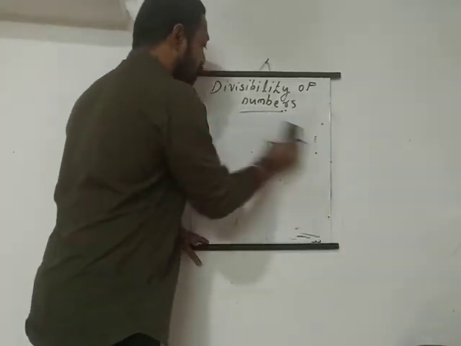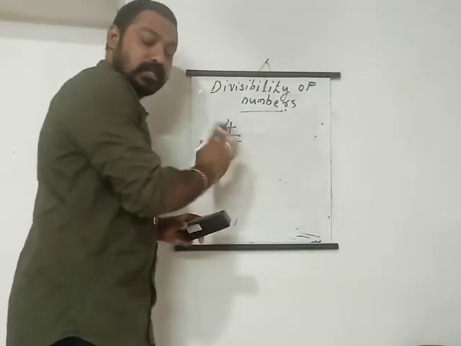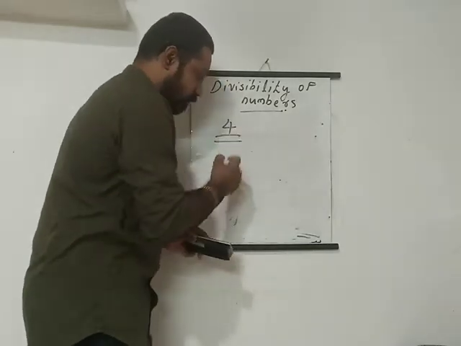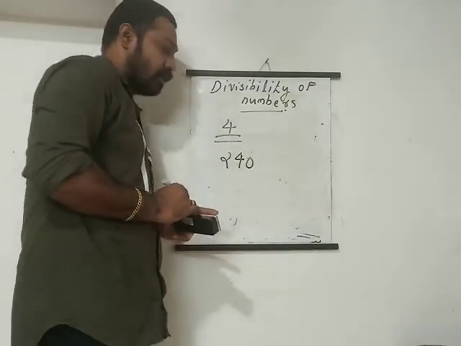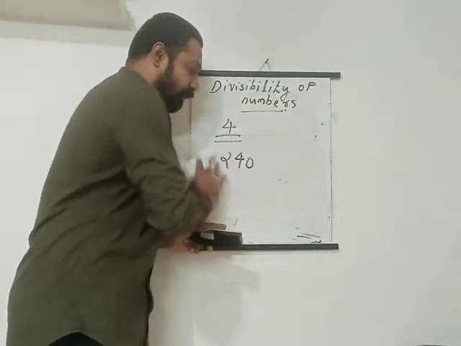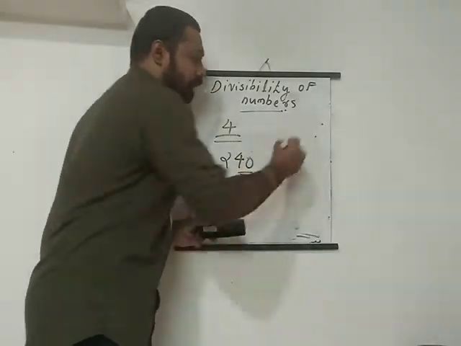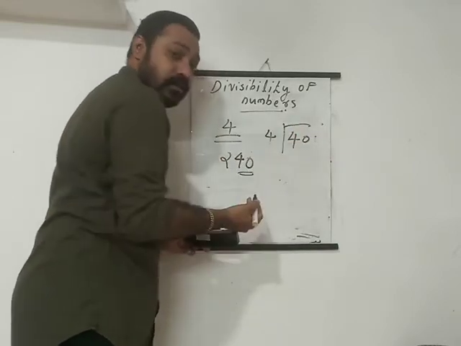What is the divisibility of that? 4. How can we check the divisibility of 4 in numbers? Very simple. For example, I am taking the number 240. To check the divisibility of 4, you don't need to divide the whole number. Instead, just take the last 2 digits, that is 40 here. When you divide 40, you will get an answer, isn't it?